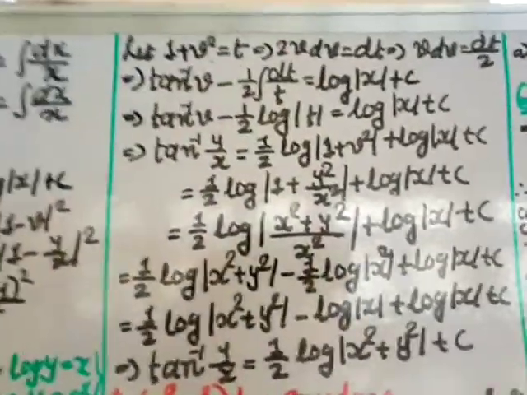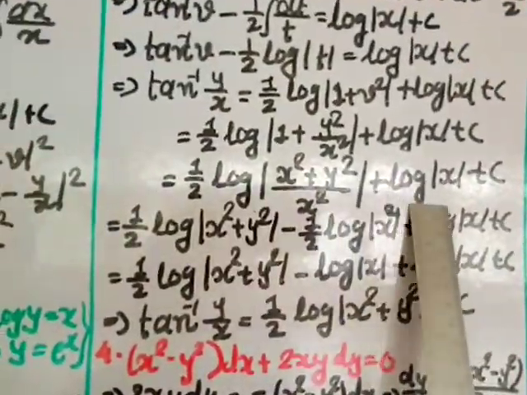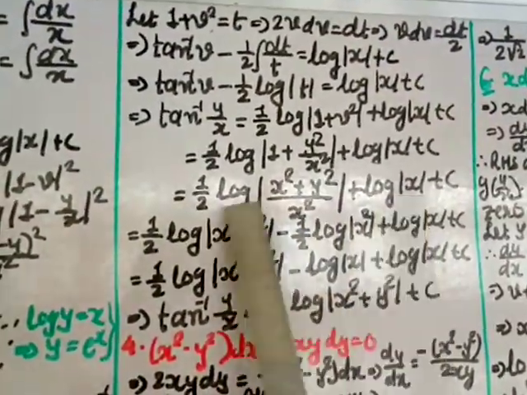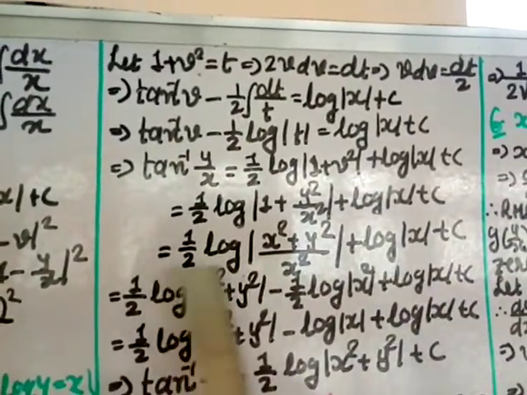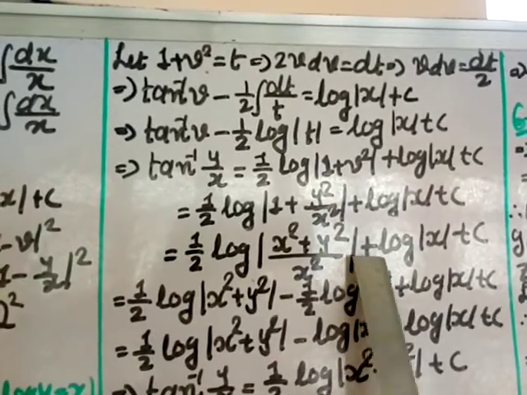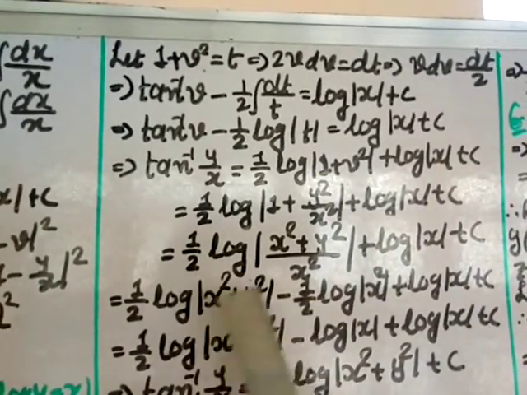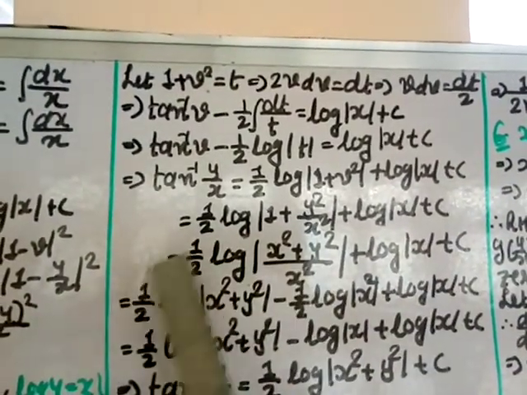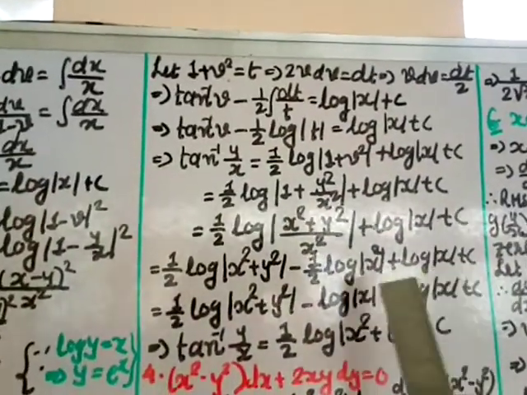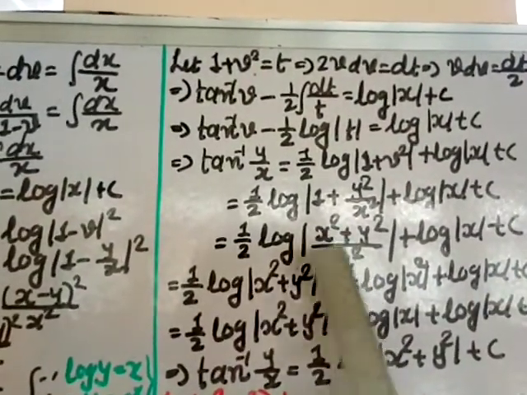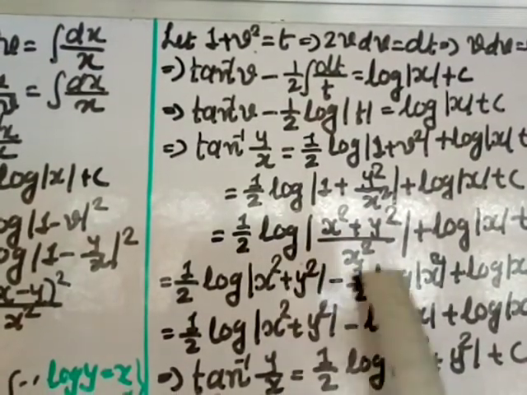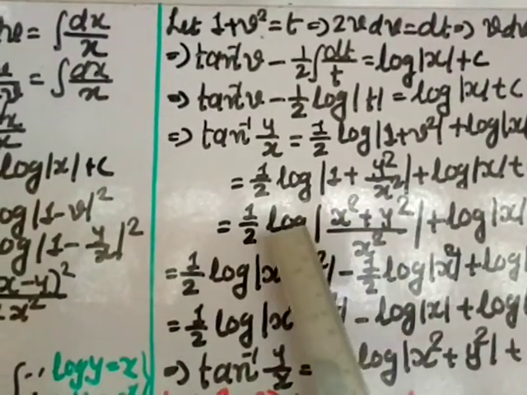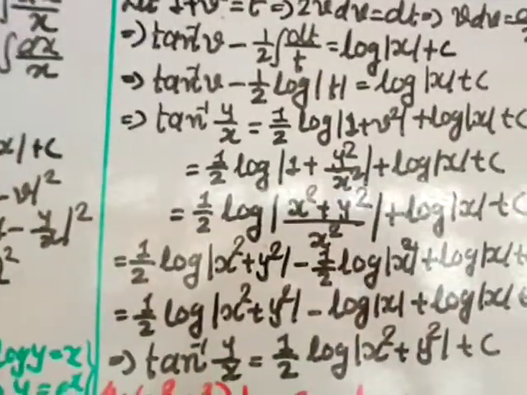Now here this is a log and this is also a log. So we'll combine these two, but before that I have to take the LCM. Here 2 is there, so you need 2 here, so I multiply by 2. Before multiplying, you separate the log m by n. Log m by n can be written as log m minus log n.